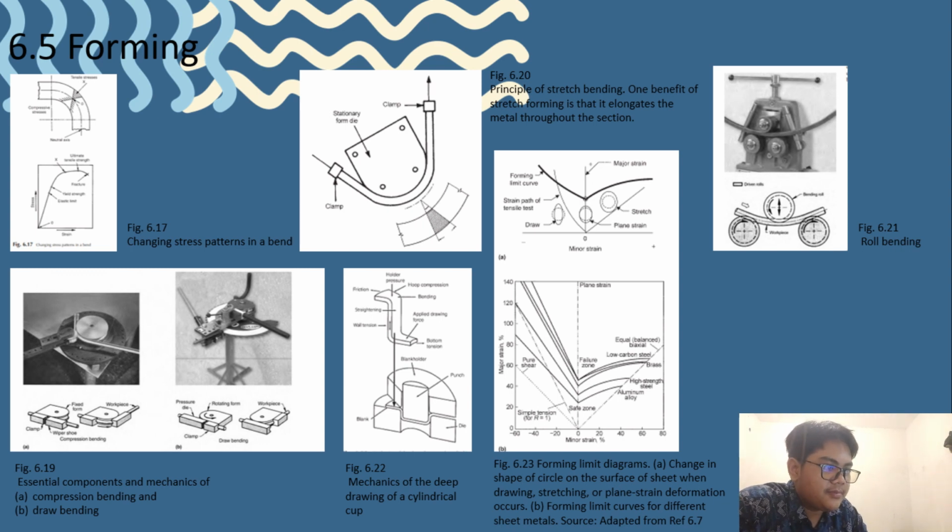In the horizontal plane, the top bending roll is lowered toward the plane of the bottom rolls that make the bend. Roll benders may be powered, driven machines, or manually operated. As you can see in figure 6.21 is the roll bending picture.